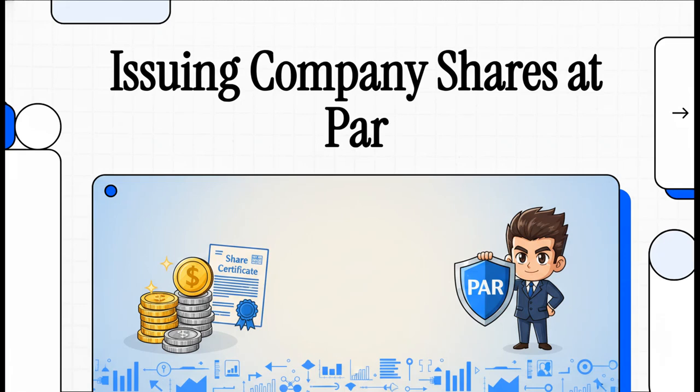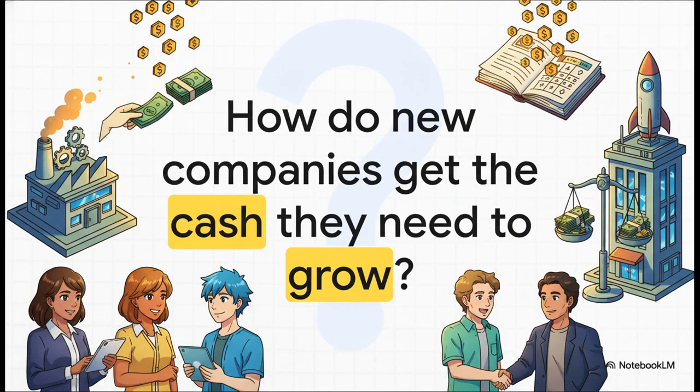Have you ever wondered how a brand new company gets the cash it needs to really get off the ground? Well, a lot of the time it's by selling off tiny pieces of itself, which we all know as shares. Today, we're going to break down the accounting behind a really key part of that process, issuing those shares at par. It really all comes down to this one simple but super important question.